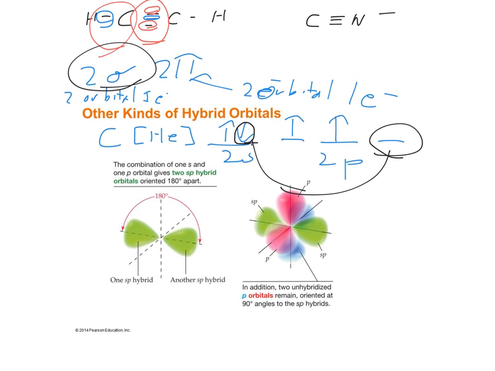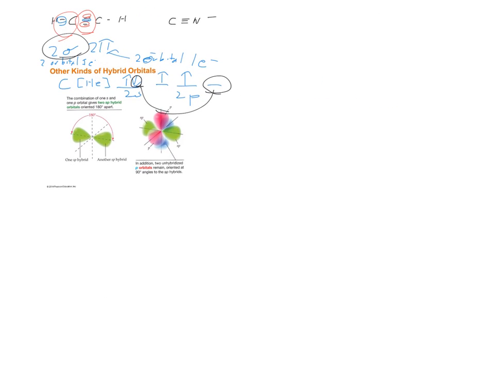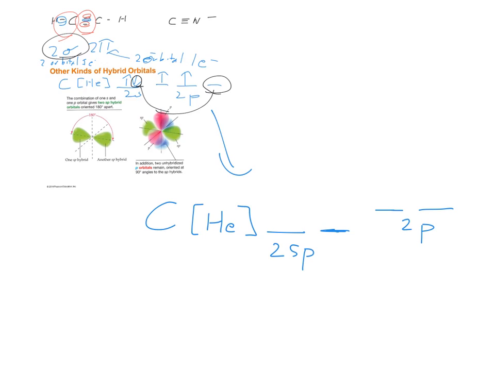It is going to merge one of the s orbitals with one of the p orbitals to form an sp hybridization. It's going to have two sp hybrid orbitals, and then it's going to leave two of the p orbitals untouched. So you have two hybrid sp orbitals, and then you have two p orbitals that haven't been hybridized.